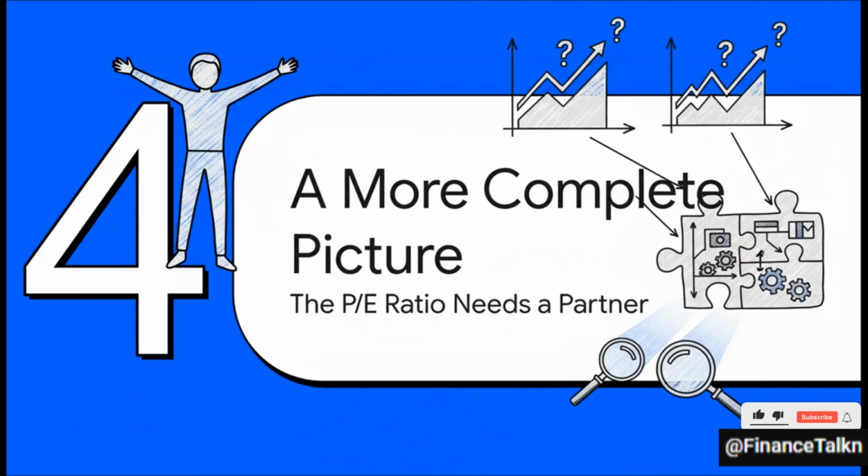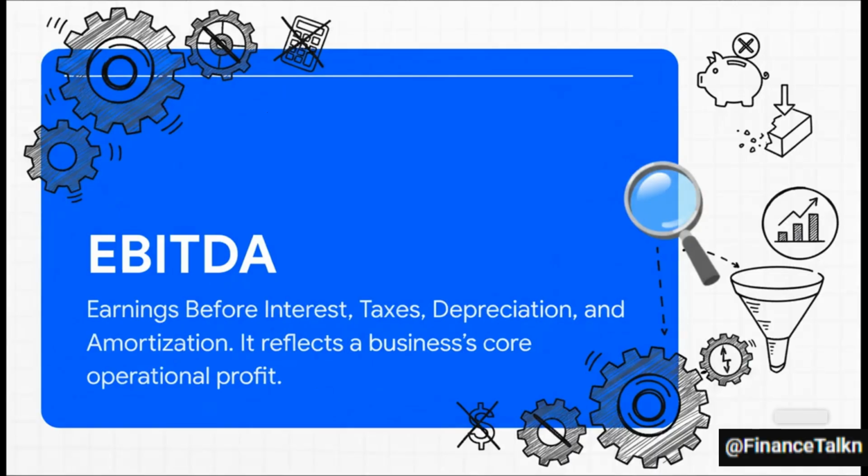The PE ratio needs a partner, a sidekick, to help cover its blind spots and paint a much more complete picture. And that sidekick's name is EBITDA. I know. It's a mouthful. It stands for earnings before interest, taxes, depreciation, and amortization. But the goal is actually super simple. It's designed to measure the raw cash-generating power of the business itself, before all the clever accounting and tax stuff gets in the way.